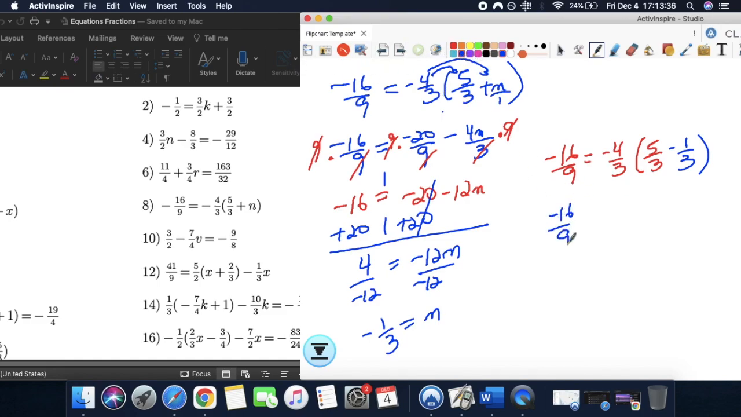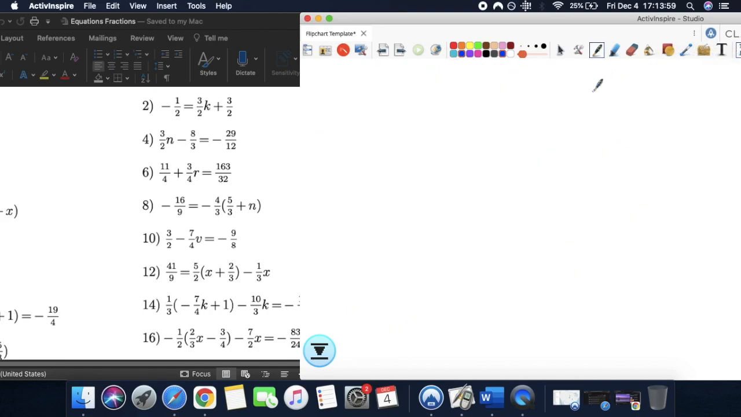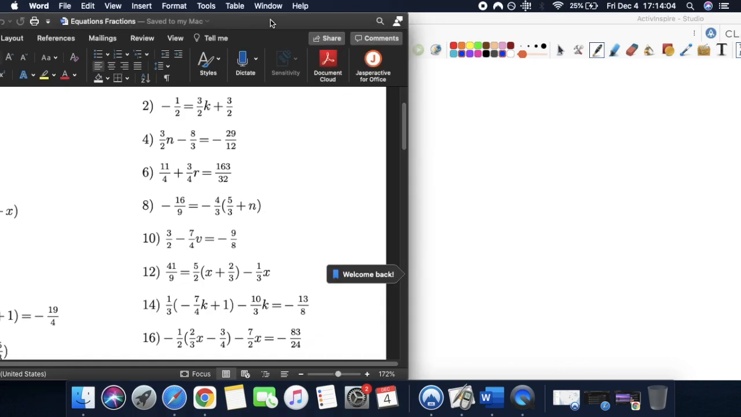Negative 16 over 9. And before I do the distributive property, I can combine these two, right? And inside I'm going to get 4 over 3. Now I just multiply. Negative 4 times negative 4 is negative 16, and 3 times 3 at the bottom is 9. And our answer is correct. Yay, so far 2 for 2. So that was 8, and then I think 9 is next. Okay.